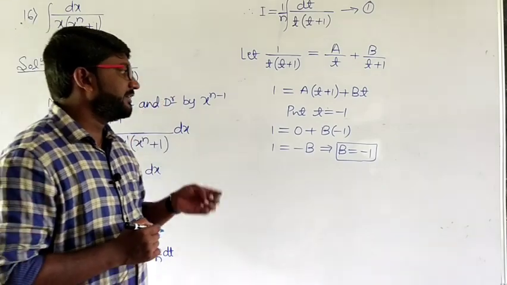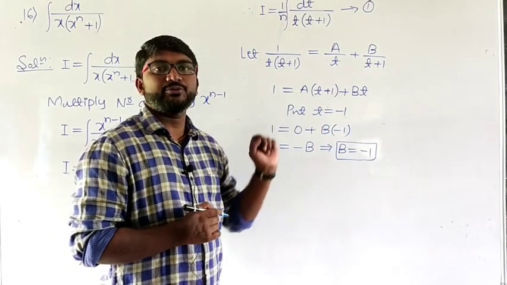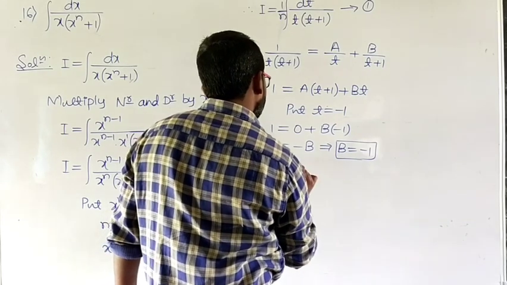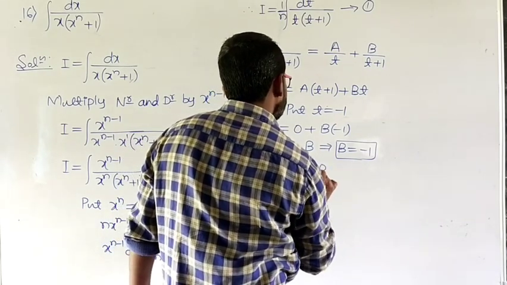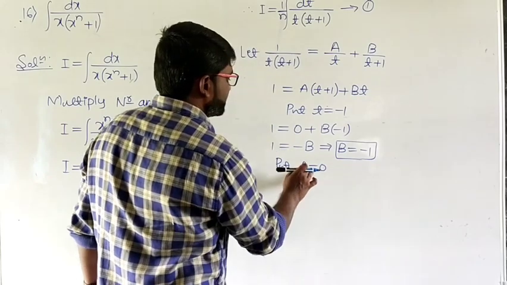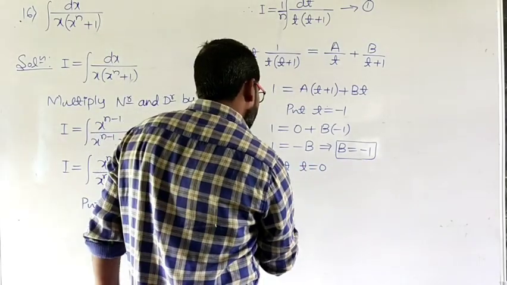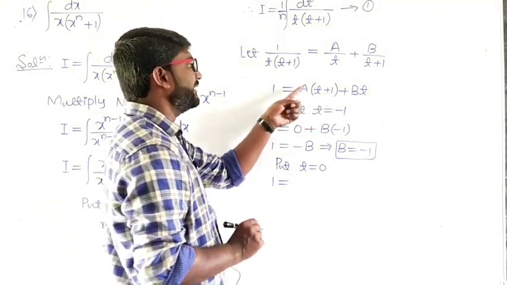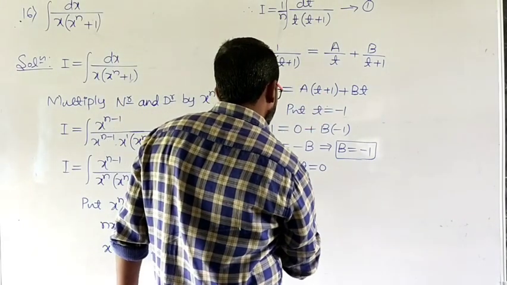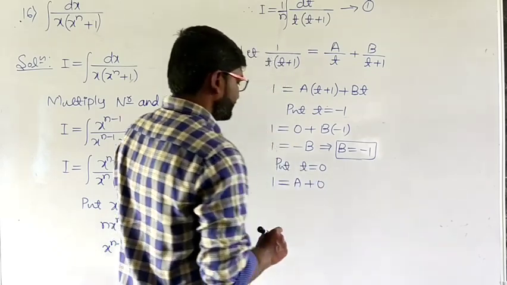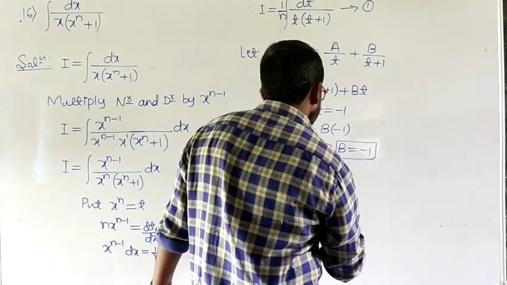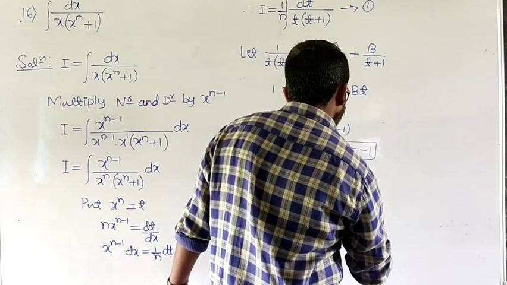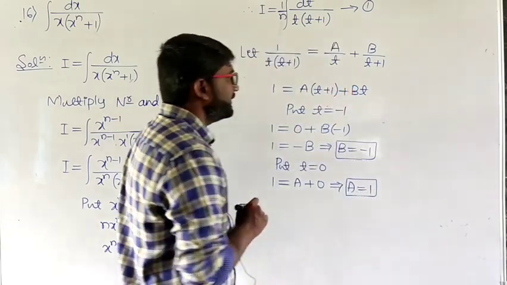Next we have to get the value of a. Put t equal to 0. So this will be eliminated. Put t which is equals to 0. 1 is equals to, see here, 0 plus 1 it is 1. 1 into a it is a plus 0. So a plus 0 it is a. So what is the value of a now? It is 1. So we have got the value of a.